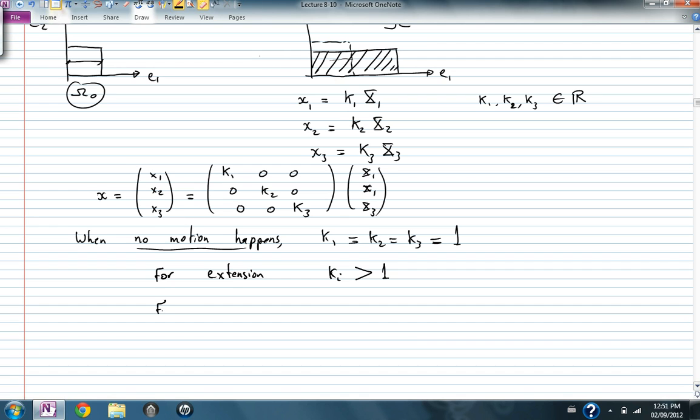For contraction, ki is less than 1, but of course it can't reach 0, because if we use 0, that means that all the material is squished from one direction. It's squished to 0, which is not allowed using the elements of continuum mechanics that I'm studying here.